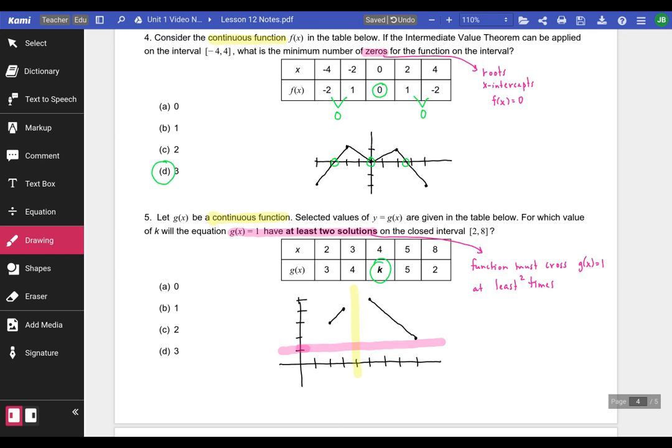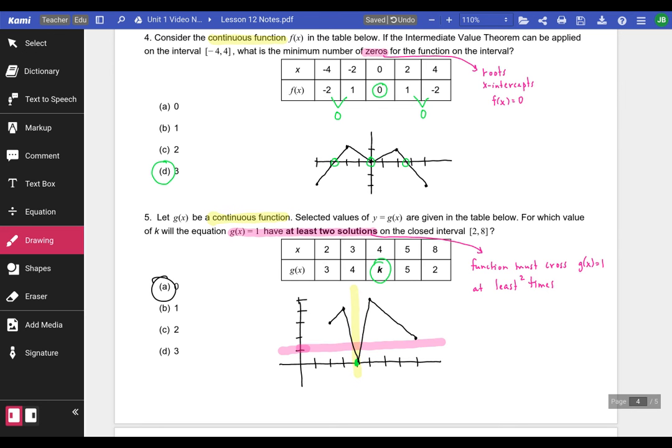So let's test out the values. The first one says, well, let's make k 0. So my ordered pair would be (4, 0). Now, if I were to connect up my graph here, my continuous function, we can see that when k is 0, we actually do cross this pink line twice. So that's going to be our answer here. The value of k will be 0.